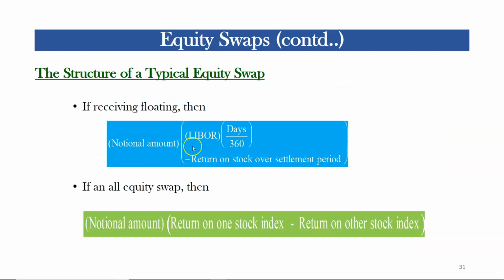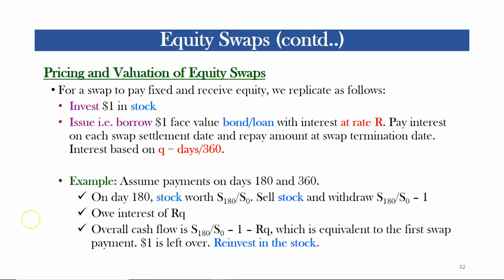If the counterparty will pay a floating rate or the rate of return on another equity, the formula is adjusted to reflect this arrangement. So we see here the fixed rate is replaced with LIBOR, and if it is the return on another index, then we see that the formula does not have the days divided by 360, as both returns are equity return. To price an equity swap that pays fixed and receives equity return, we use the replicating portfolio approach in line with arbitrage-free pricing.